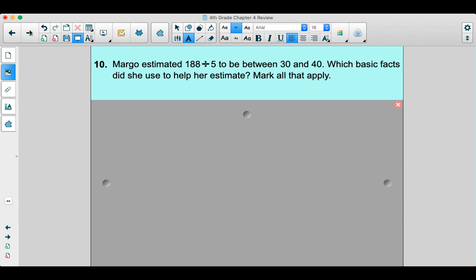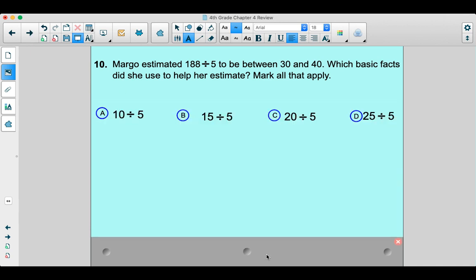Here we go. We've got Margot. Number 10. Margot estimated 188 divided by 5 to be between 30 and 40. Which basic facts did she use to help her estimate? Mark all that apply. All right, so we're going to have more than one answer here. Whenever it says mark all that apply, it's surely going to have more than one answer, right?